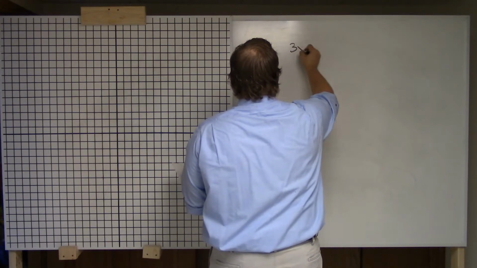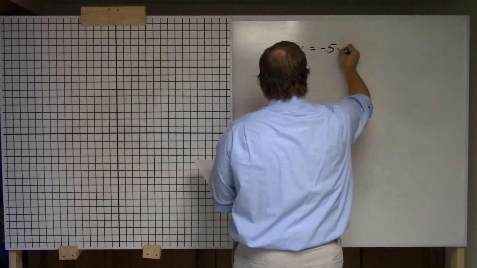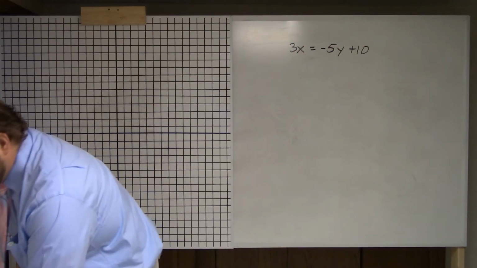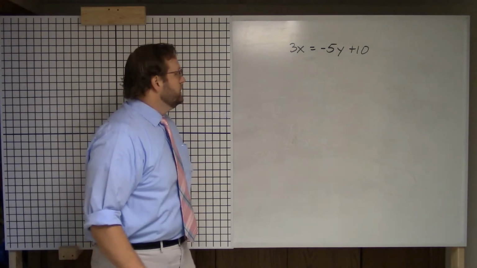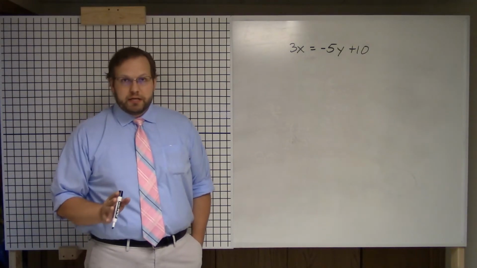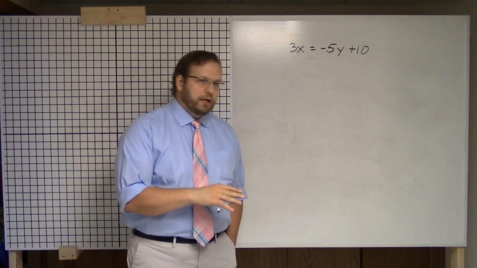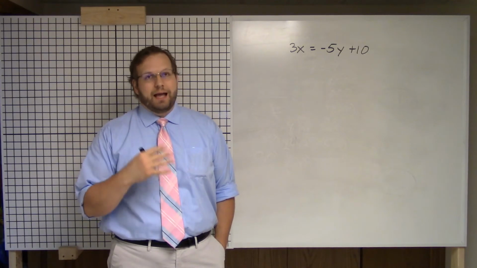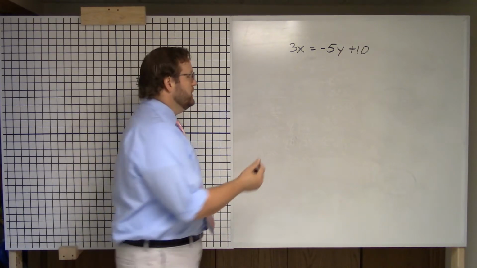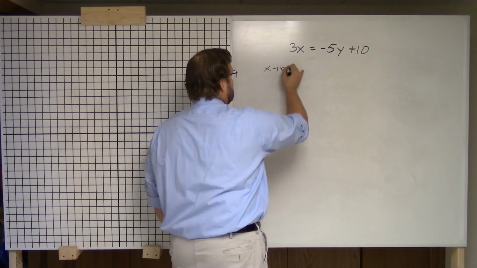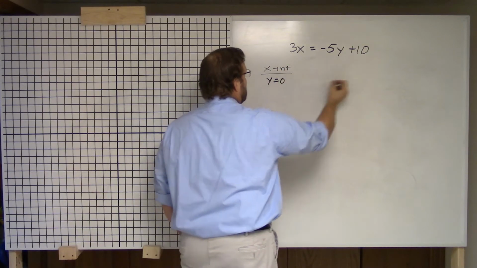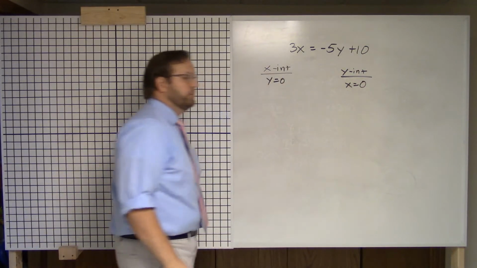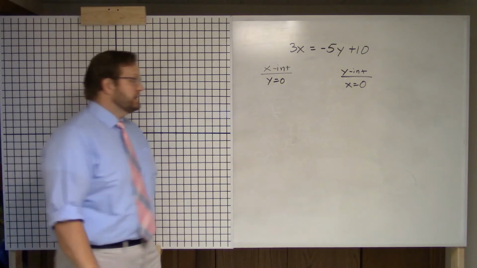How about 3x equals negative 5y plus 10? Now again, when we're using intercepts, we're going to be plugging x in, we're going to be plugging y in, just leave the equation as is. You can solve it and rearrange it if you'd like. I really don't see the need for that. So I'm going to write down x-intercept, y equals 0, y-intercept, x equals 0. Plug those in and see what we get.